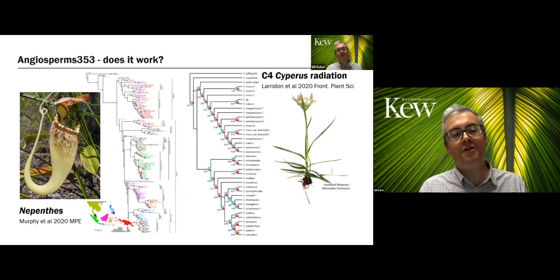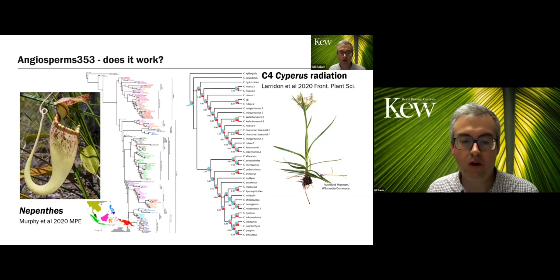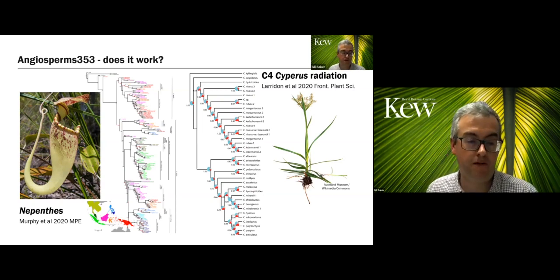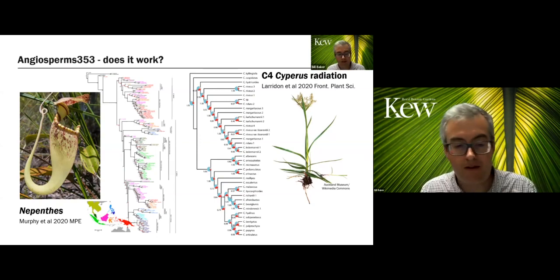But I guess the question that the community wanted to know was, well, how can we all use it? And we were very lucky that early on in the creation of this kit, some people started to experiment with it at the species level, which was really helpful for us because we were focused at higher taxonomic levels. In fact, the first paper to apply it was a really nice paper from Bruce Murphy, who studied the carnivorous pitcher plant genus Nepenthes, producing really the first comprehensive, well-supported tree of life for those, opening up all sorts of opportunities to unpick the biogeography and the evolution of that amazing group.